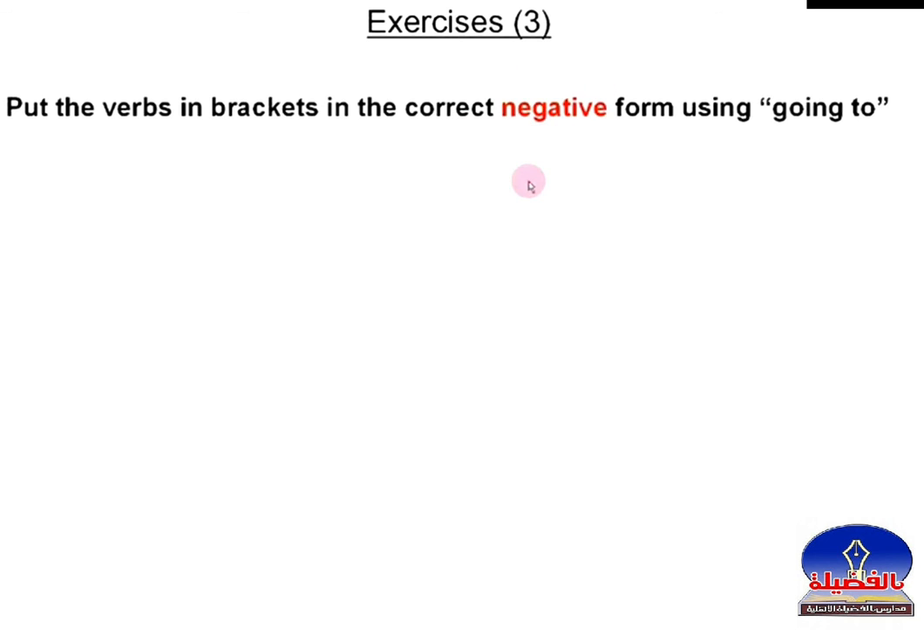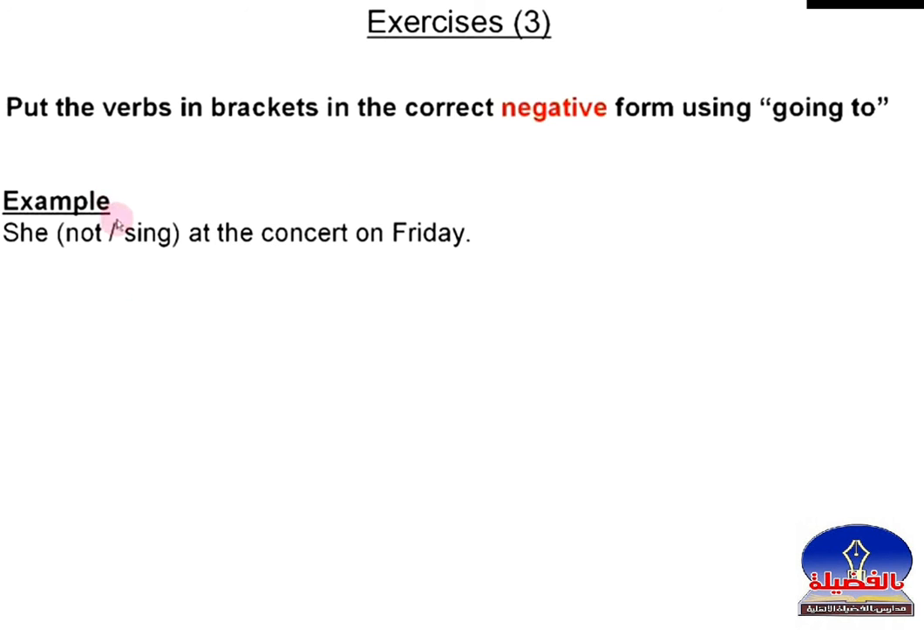The negative. Example. So for this one, I want you to put the verb sing. I want you to put it in the negative using going to. So the answer for this one would be, she is not going to sing at the concert on Friday.